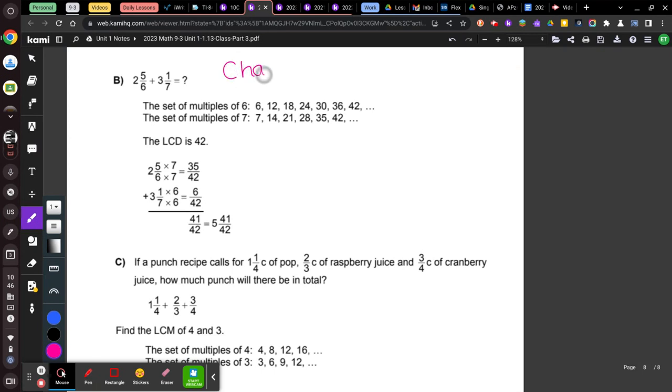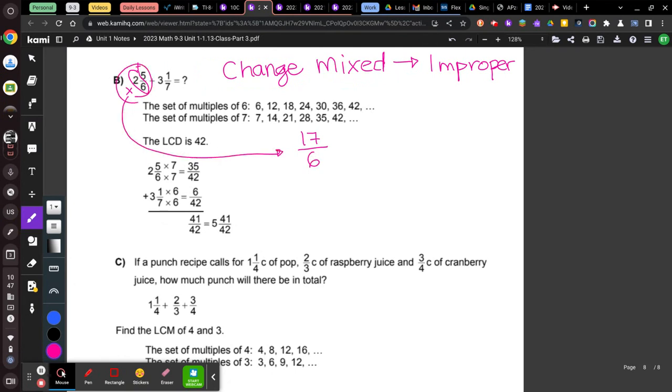So we're going to change mixed, and this is on your quiz this afternoon, to improper fractions. So this is where we loop, times, and add. So we're going to loop it, times it, then add it. That becomes my new top number. So that's going to give me my favorite number on top, 17. My bottom stays the same. So my first number I've converted.